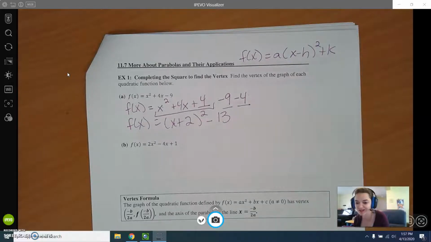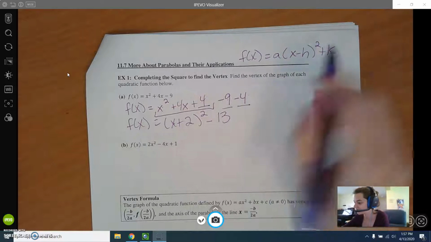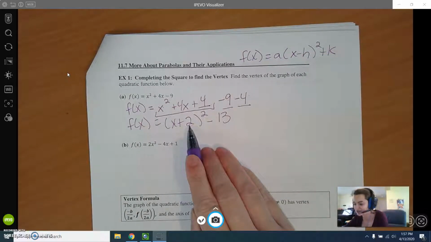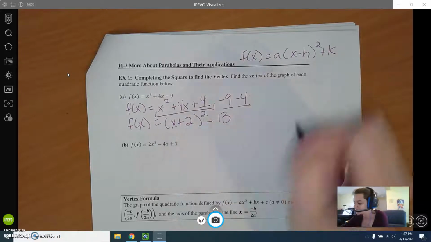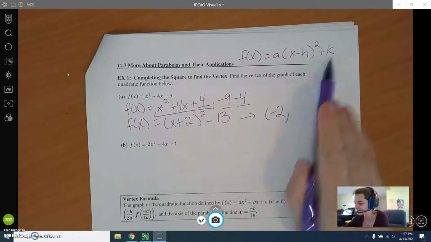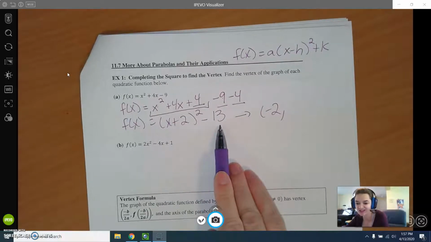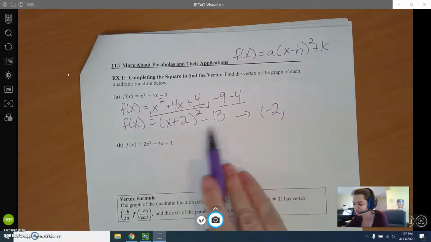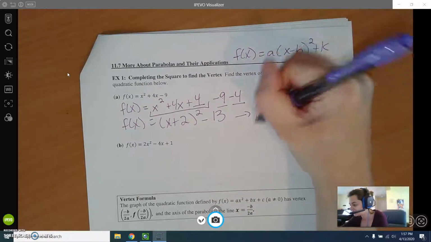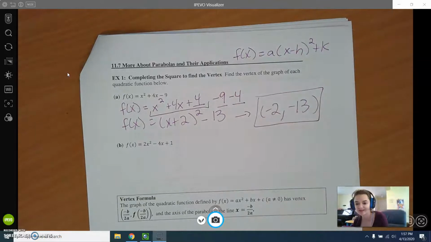So now we can find the vertex. So the vertex, remember the vertex is h, k. So the h for us is the opposite of positive 2. So that would be negative 2. k is exactly the same as the constant at the end. So we have a minus 13. My k value is negative 13. So there's my vertex. It's negative 2, negative 13.